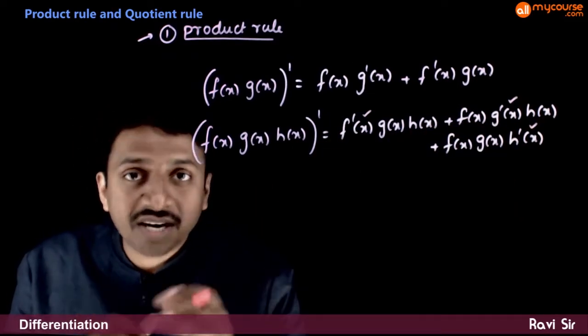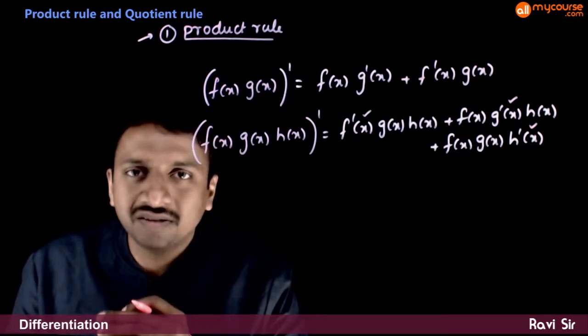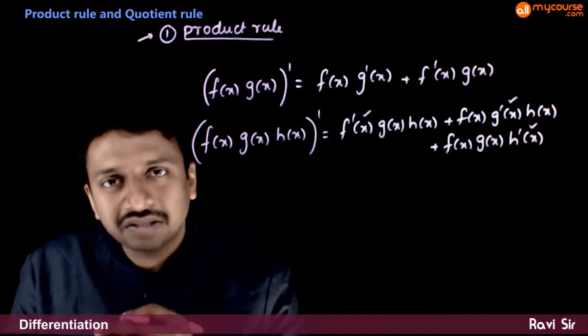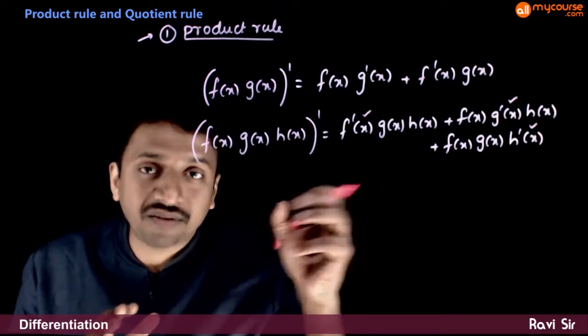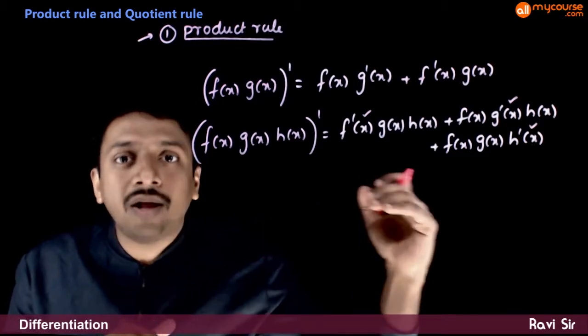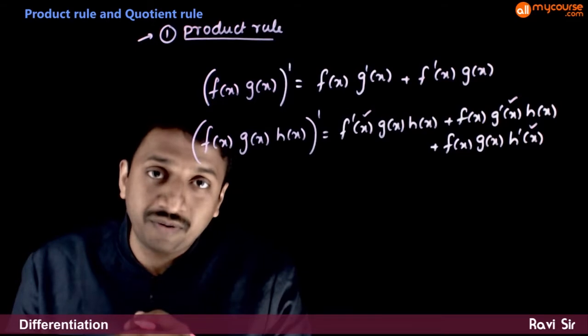So this is a general rule to differentiate the product of n different functions. Even if you have 4 different functions, you differentiate one function at a time, leaving the other functions constant, and add all the possible terms. So this rule is called the product rule.